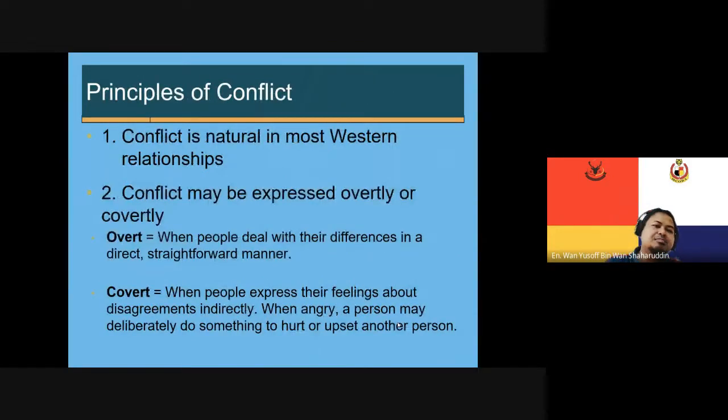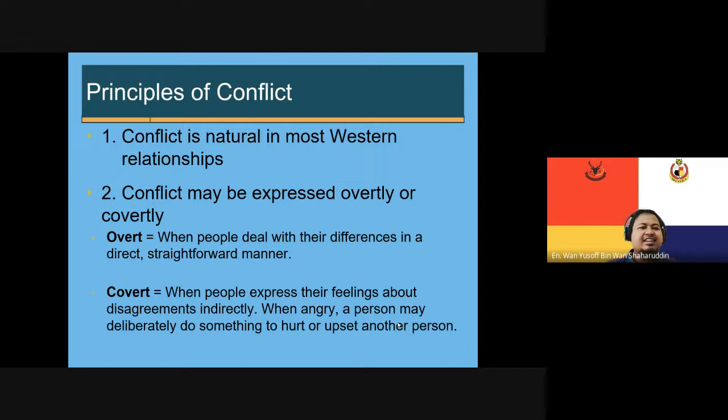So there are a few principles of conflict. Number one, conflict is natural in most Western relationships. This is because in the Western perspective, they think that engaging in conflict actually shows that you care. But in some Eastern cultures, they do not see conflict as something healthy. For them, conflict is more about bringing up tensions or going against each other. But in the Western culture, they think that when you are involved in conflict, when you are arguing, it is actually showing that you care. Marah sebab sayang, for example.